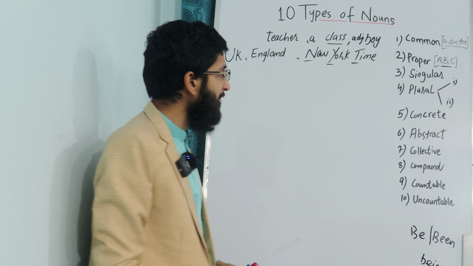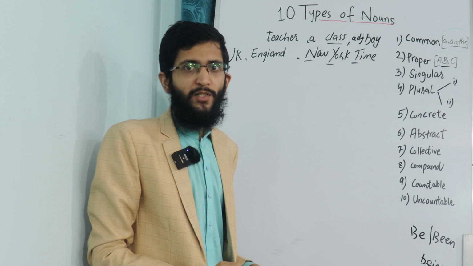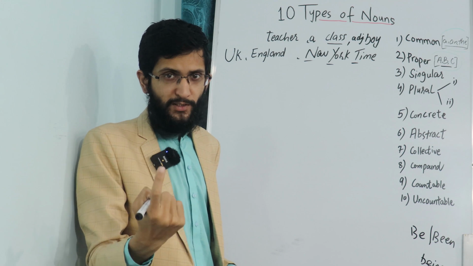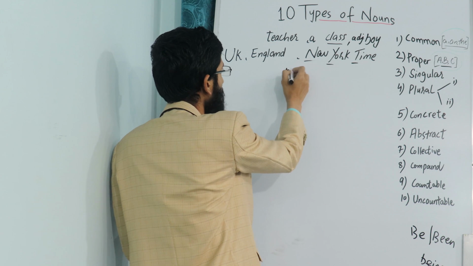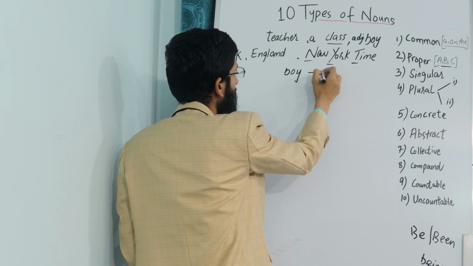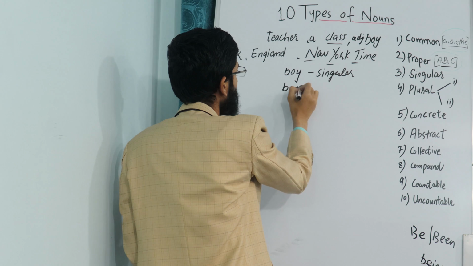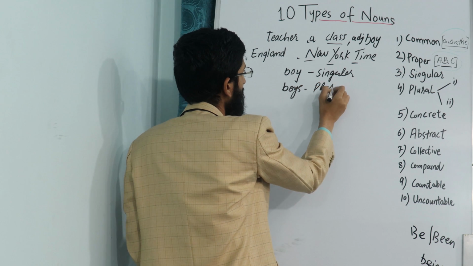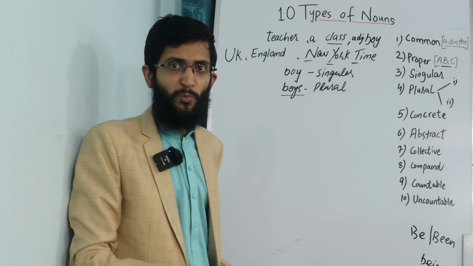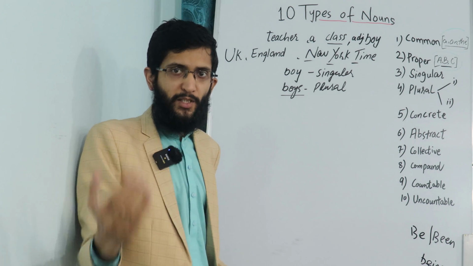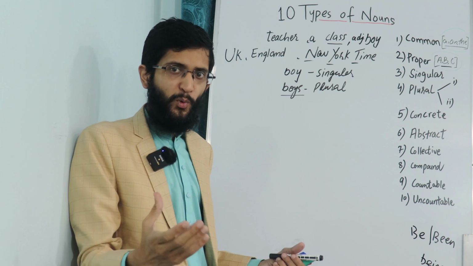The next type is singular nouns. Singular nouns are those nouns which are used for one person. Similarly, we have boy, and boy is singular, and boys is plural. How? Because boys is for two or more than two people. 2 boys, 3 boys, 4 boys, 5 boys, 6 boys, many boys.